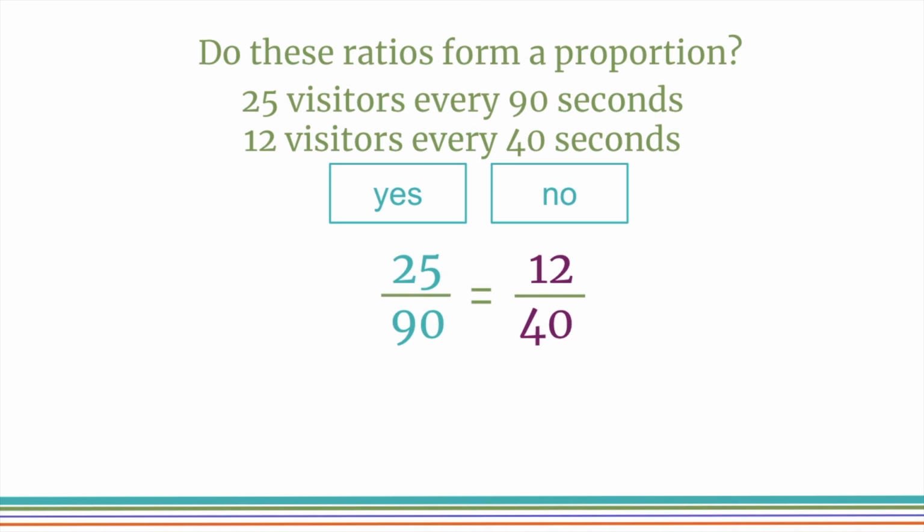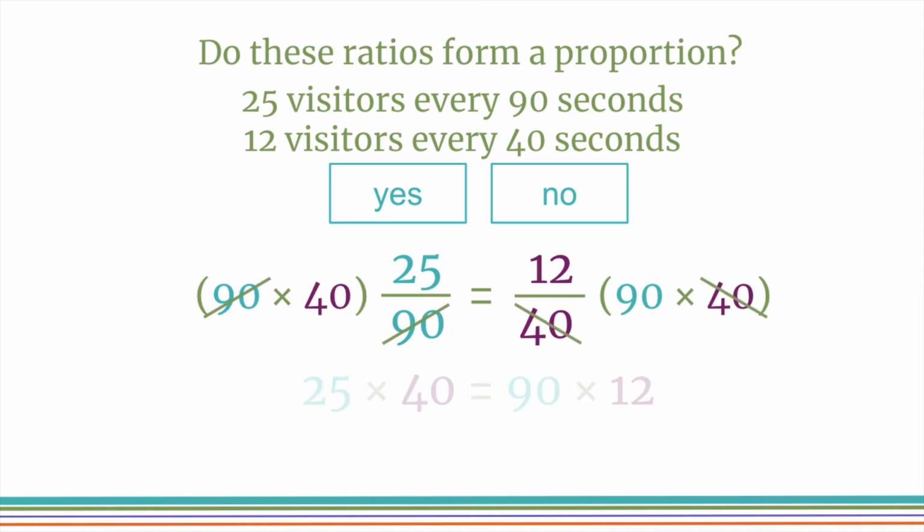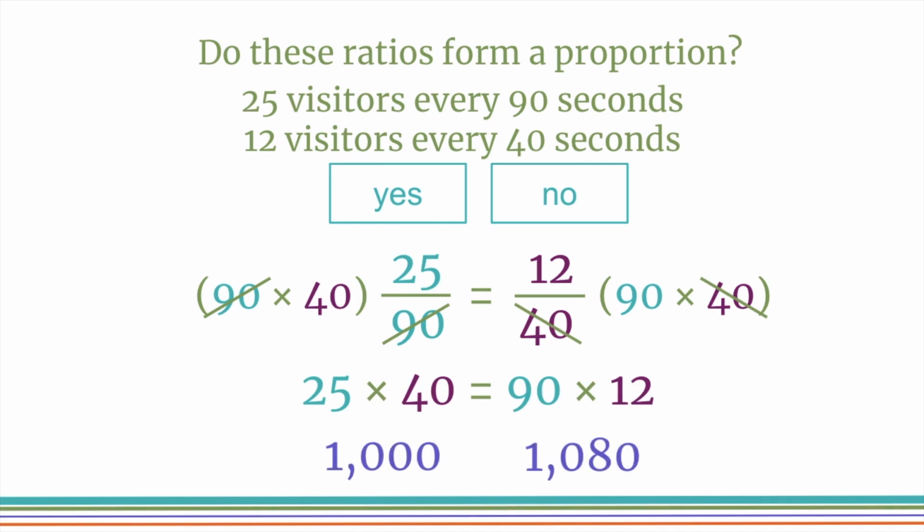To eliminate both 90 and 40 from the denominators, let's multiply both sides of the equation by 90 times 40. The 90s cancel each other out on the left side, and the 40s cancel each other out on the right side. We're left with 25 times 40 equals 90 times 12. You may have heard these referred to as the cross products. 25 times 40 is 1,000, and 90 times 12 is 1,080. Since the 2 sides of the equation are not equal, these ratios do not form a proportion.